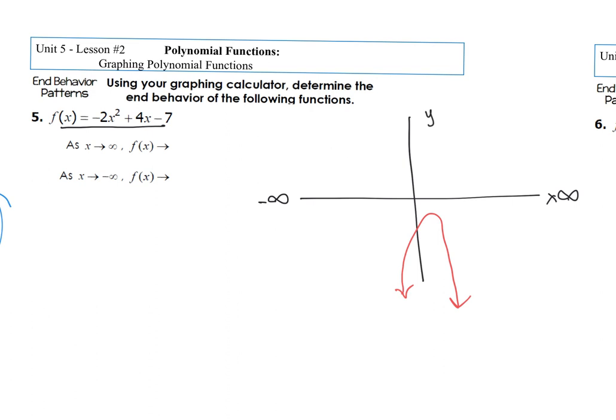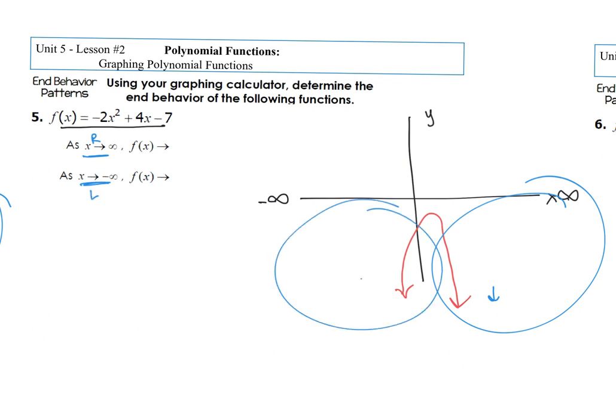So for our end behavior, as x approaches infinity, so when we're on the right side, we are ending down. As x approaches negative infinity, the left side, we are also ending down. They're ending the same direction. So we could say f of x, or our y values, are approaching negative infinity, meaning more and more negative the further outwards we spread.